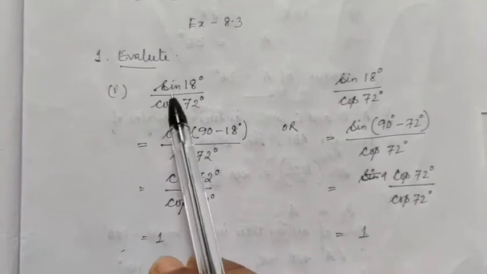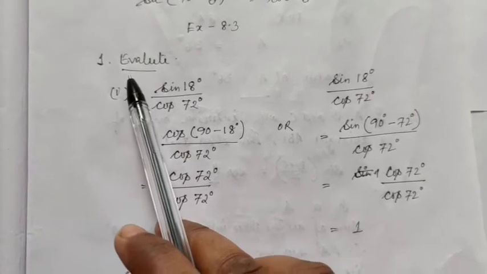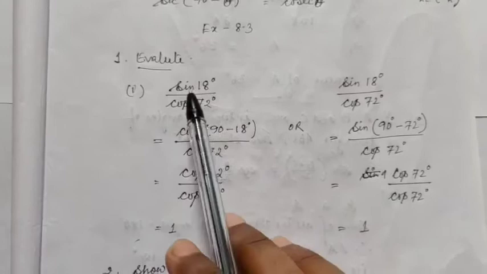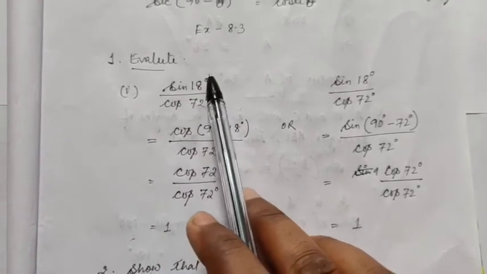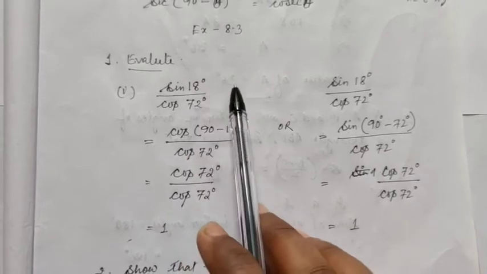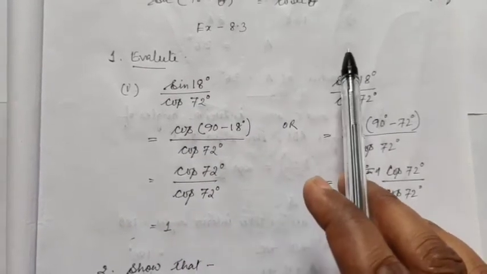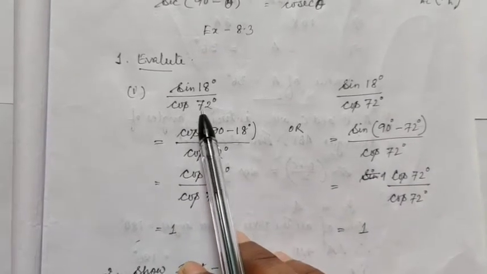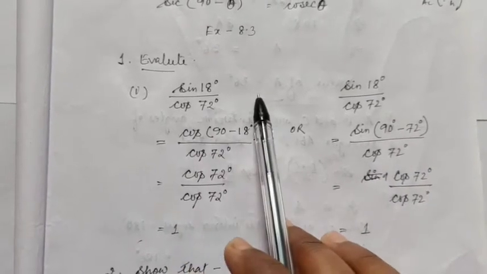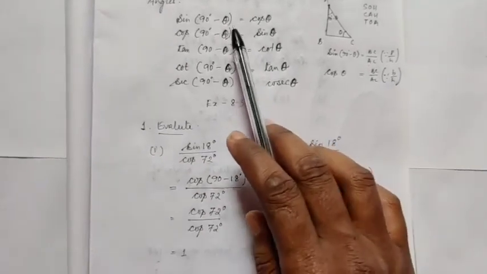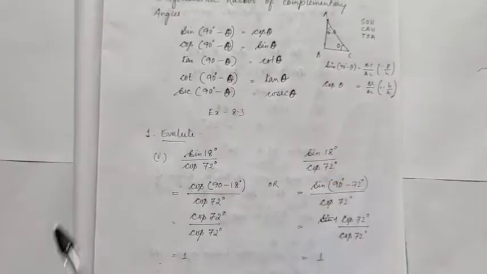Okay, so these are the questions given to evaluate. That means we have to find the value of this. See how we'll solve these questions. Sine 18 degree, we don't have the values of this type of angles. We know only 0 degree, 30 degree, 45 degree, 60 degree and 90 degree. Also we don't know the 72 degree value. So what we'll do, we'll apply ratios of complementary angles.